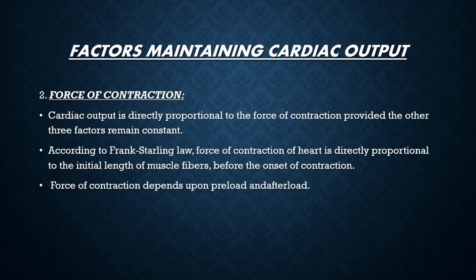Moving forward, the next factor is the force of contraction. Cardiac output is directly proportional to the force of contraction, keeping the other three factors constant. According to the Frank-Starling law, the force of contraction of the heart is directly proportional to the initial length of the muscle fibers before the onset of contraction. So the force of contraction depends directly on the initial length of the muscle fibers before contraction. Clear? It also depends upon the preload and afterload.